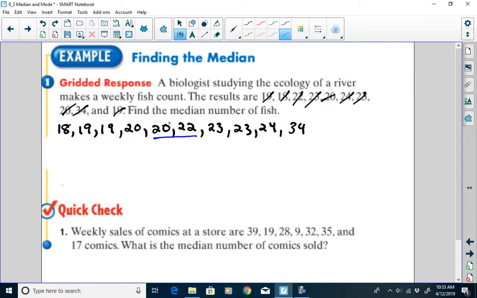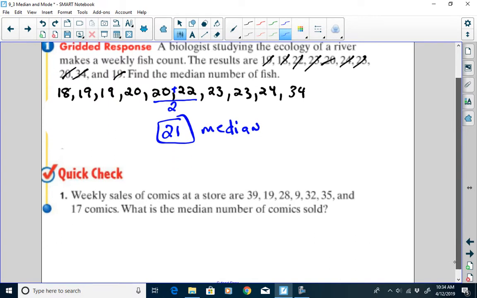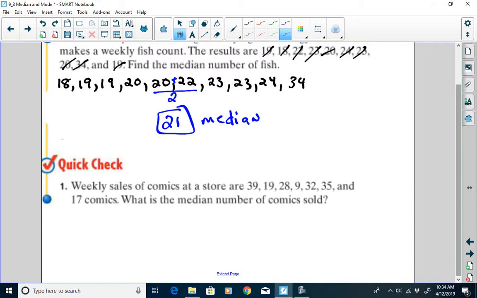To find the median for an even set of data items, we want to add these 2 data items together and divide by 2. So when we add 20 and 22, we get 42. 42 divided by 2 is 21. So our median is going to be 21. Your steps there: arrange your data items from least to greatest. Then you find the middle number if it's an odd set of data items, or the 2 middle numbers, you add them together and divide by 2 if we have an even number of data items.